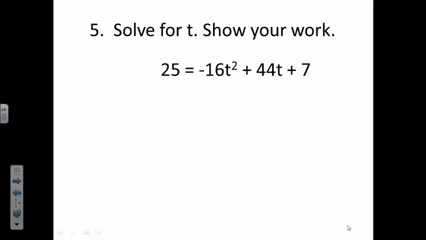So for this problem, we're going to start by subtracting 25 from both sides. And we get 0 equals negative 16t squared plus 44t minus 18. Now, you might be able to divide out, for example, a 2 or a 4 out of here, or a 2 at least, to simplify this a little bit. But since these are such large numbers and typically things don't factor, I'm just going to run it through the quadratic equation. There's my A, there's my B, there's my C.